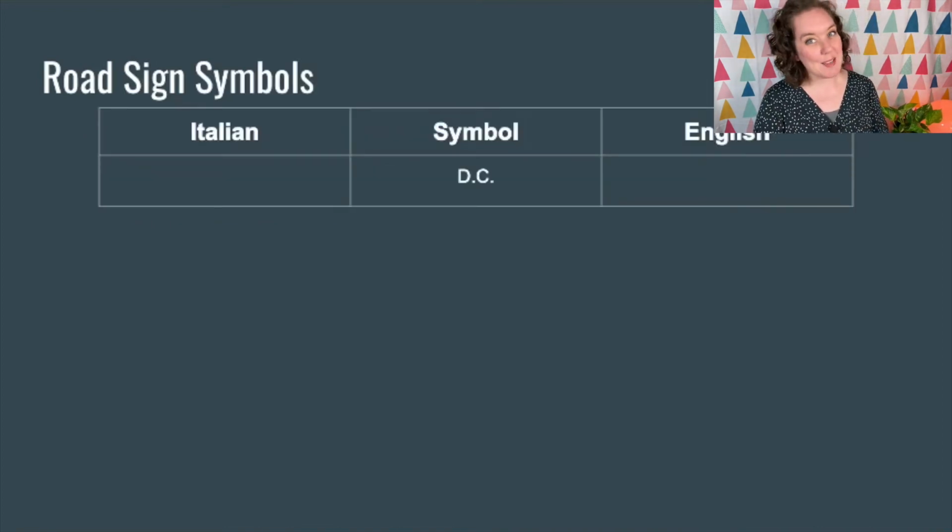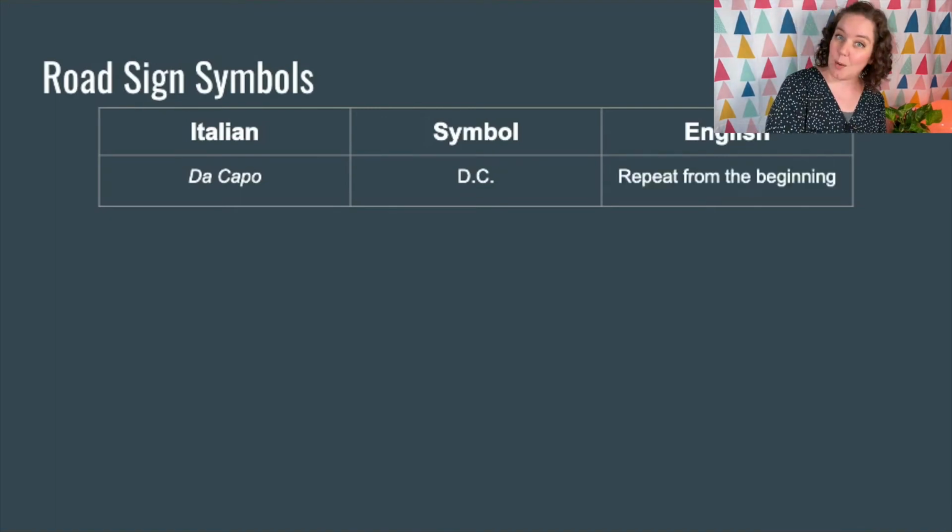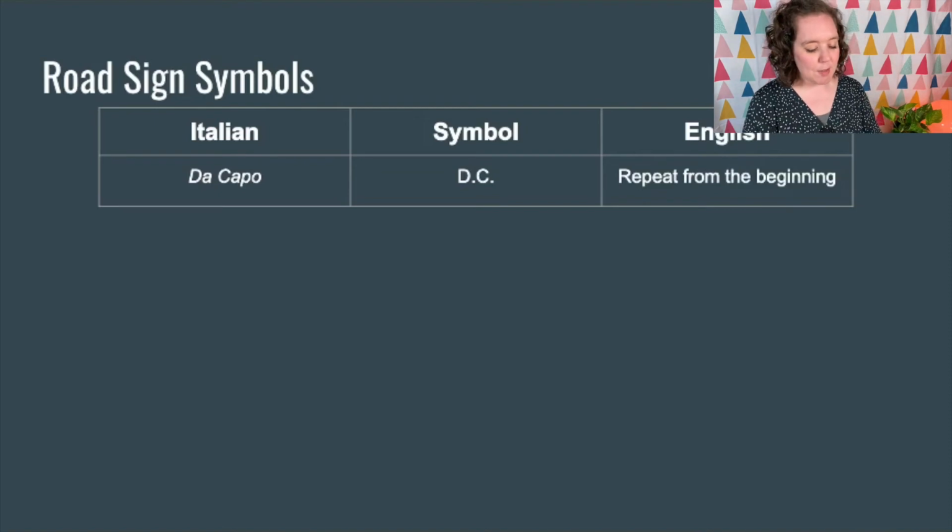So again, Italian, symbol, and English for all of these. The symbol that we're going to talk about first is DC. DC stands for the Italian words da capo. Da capo literally means the head. And so when you see DC, it means to go back to the beginning or to the top, essentially. So repeat from the beginning.